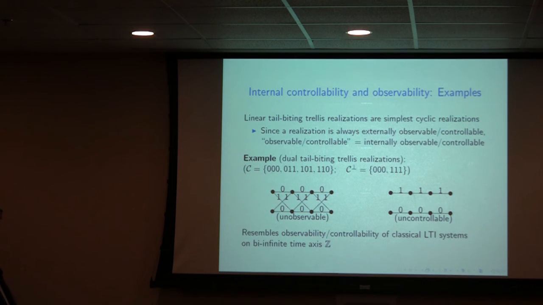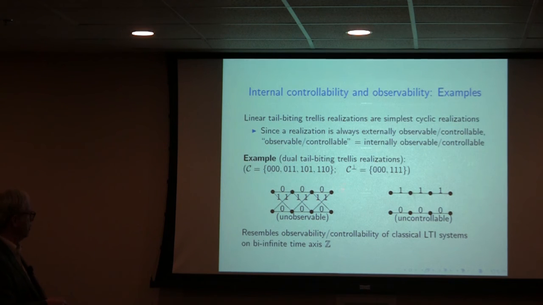Here's some examples which I think will show you how similar this is to classical linear system theory. Very simple linear tail-biting trellis realizations for which we can draw traditional trellis diagrams with the additional constraint that the final state has to equal the initial state. So that's implicit in these diagrams. Here's an example of an unobservable realization. Every transition is simply the same.